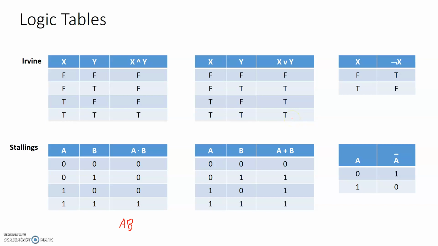Now, the or in the Irvine book is this V, which is on the keyboard. The Stallings book uses the plus for the or. Again, when you're going back and forth between the two, it is a little bit confusing. On an exam, I would give you both notations, and then you would use whichever one you're more comfortable with. So 0 or 0 is 0, 0 or 1 is 1, 1 or 0 is 1, 1 or 1 is 1.